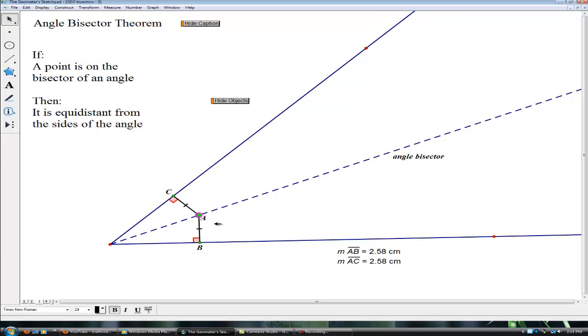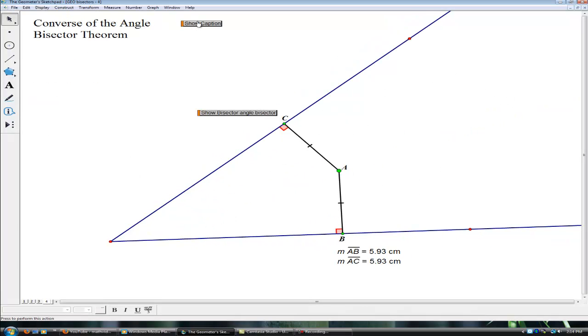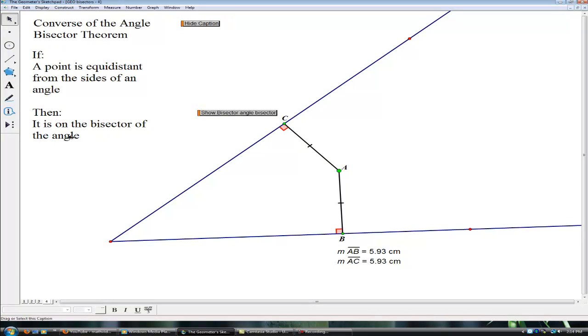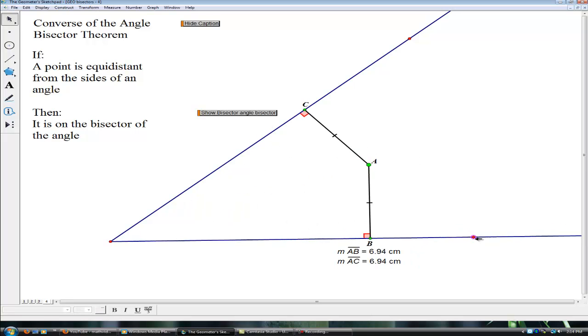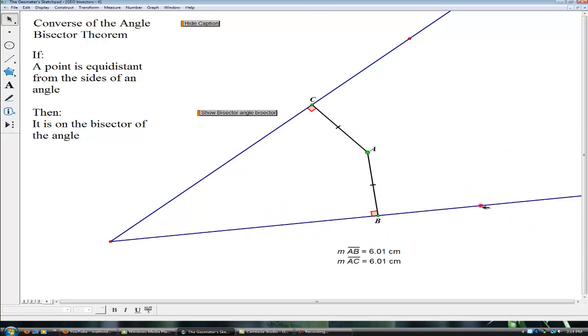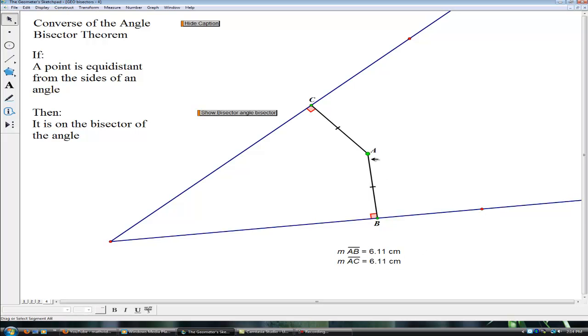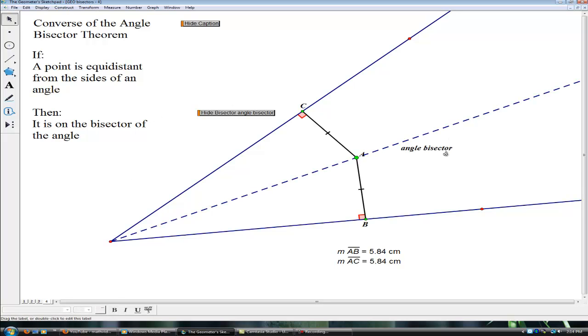Their distances are equal. The converse of this theorem, again, we exchanged the hypothesis and conclusion from the original angle bisector theorem. Now we say if a point is equidistant from the sides of the angle, which A is, even when I adjust this given angle, we see that the distance is always the same from A to this side and from A to this side. We can conclude that point A will be on the angle bisector.